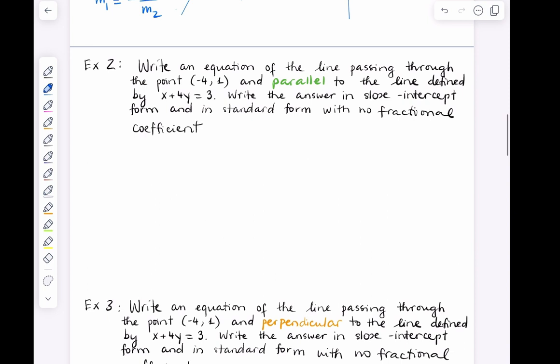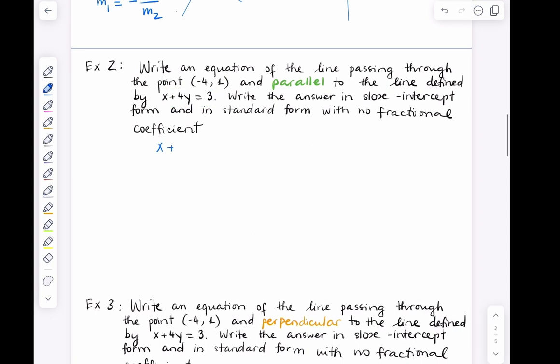Write an equation of the line passing through the point (-4, 1) and parallel to the line defined by x plus 4y is equal to 3. Write the answer in slope-intercept form and in standard form with no fractional coefficient. So we know the equation of one line. Let's focus on that line first: x plus 4y is equal to 3.